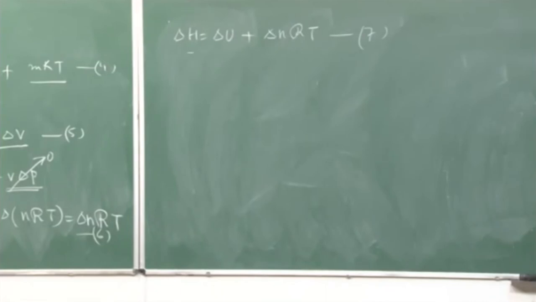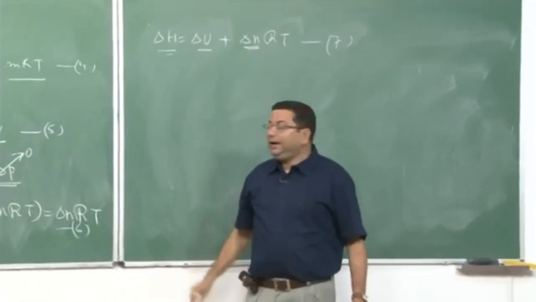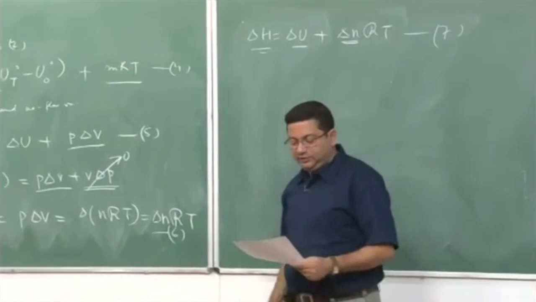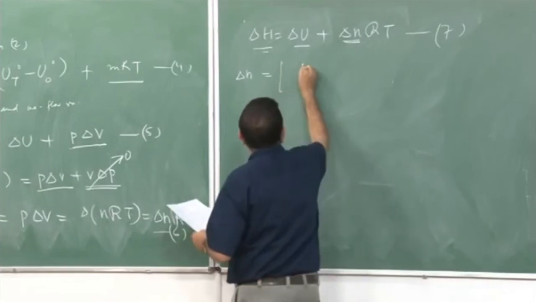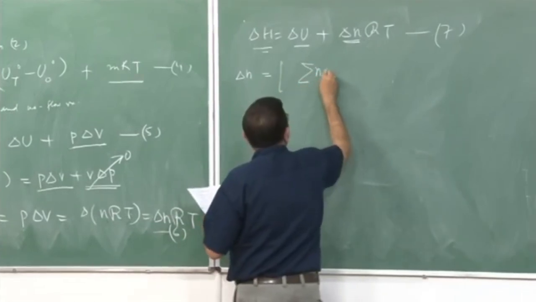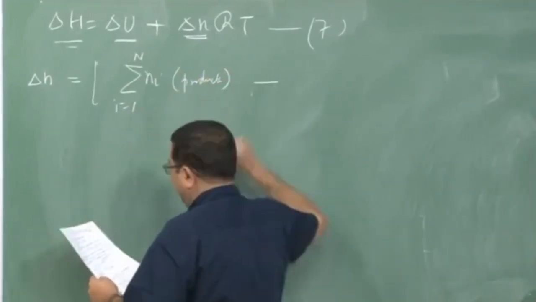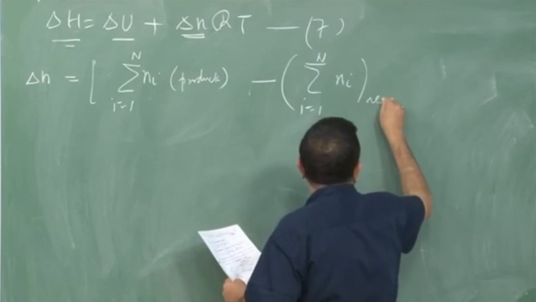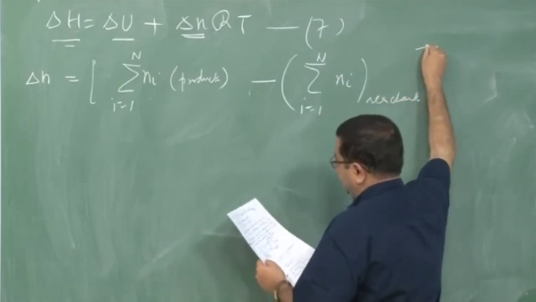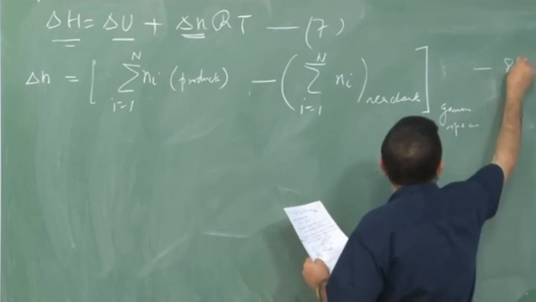So, now we have represented the change in enthalpy as a change in internal energy and change in number of moles. Now, let us look at this term a little more closely, the change in number of moles. What is delta n? It is essentially the total number of moles of the products minus the total number of moles of the reactants, okay? And of course, everything is a gaseous species. Let me call this equation 8.